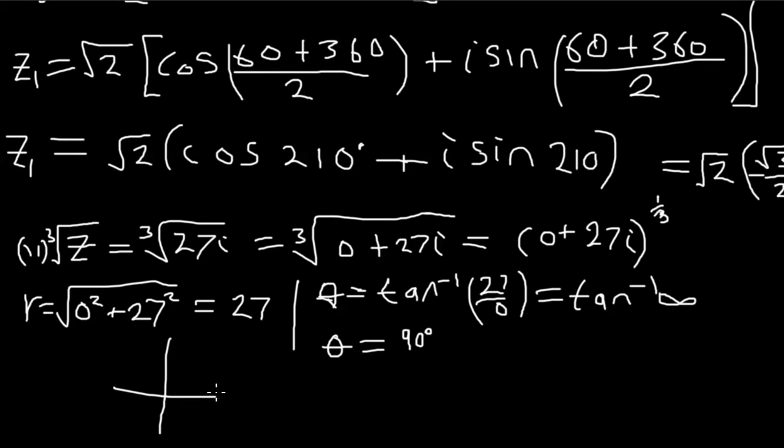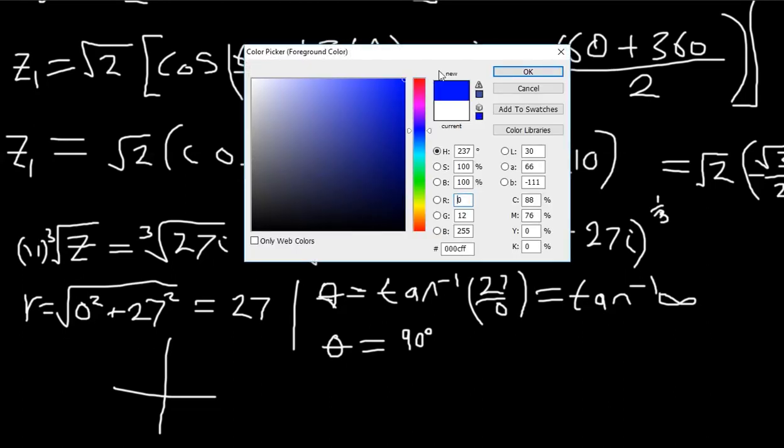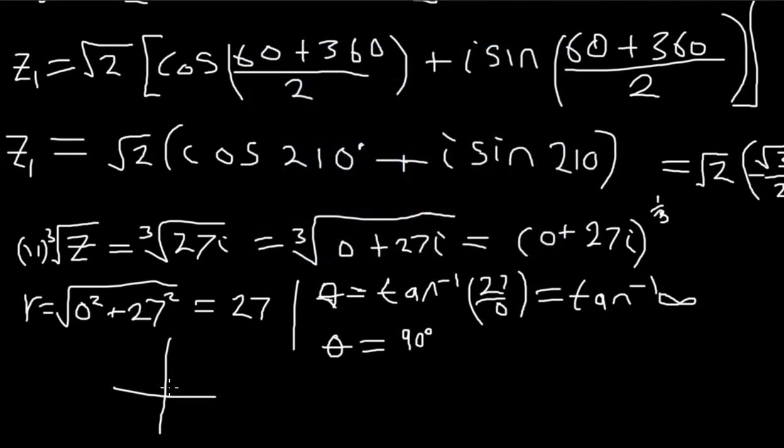Then let us also see the quadrant in which this complex number lies. Our 0 of course will be on the real axis, and then on the imaginary axis we need to move 27 units according to the question. So I'm moving 27 units on the imaginary axis, which is just going to be like this. Alright. So this is our complex number z.